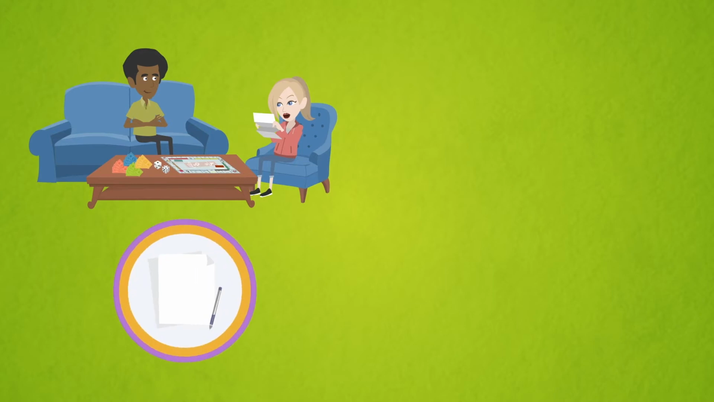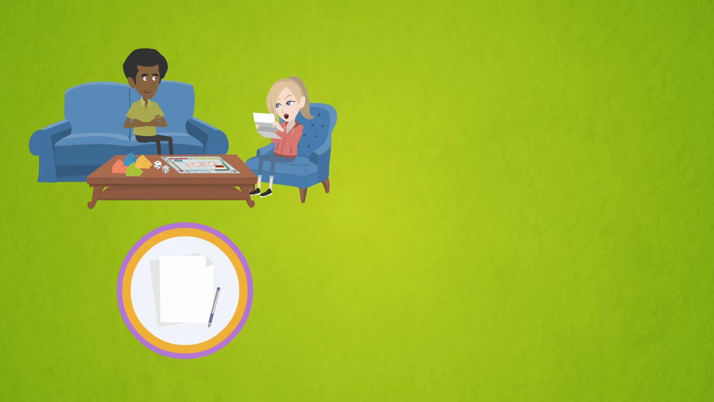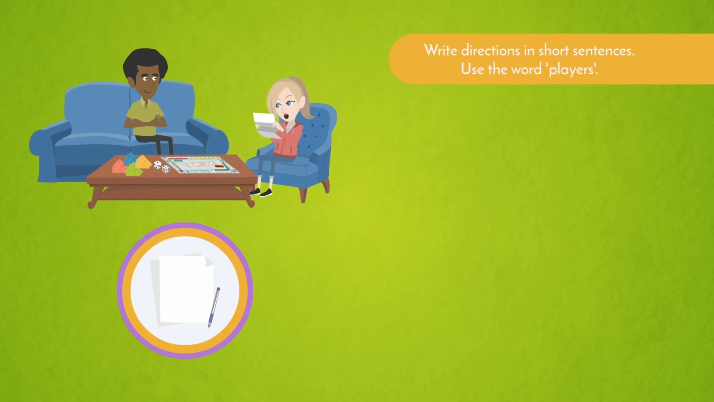Write your instructions to be read out loud. When you write the instructions and information of your game, assume that people will be reading them out loud. One person usually reads the instructions to the group. Write directions in short sentences and use the word players. Whether you're explaining the game that you created for the first time or someone else is explaining it with your rulebook, you want to make sure the words are quick and easy to understand.